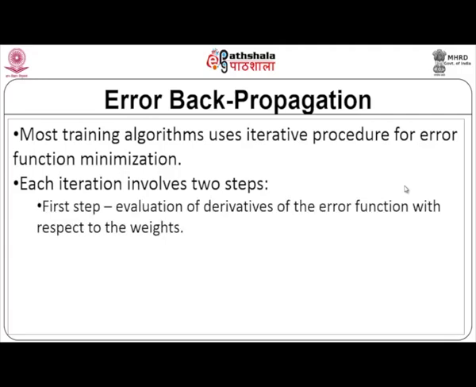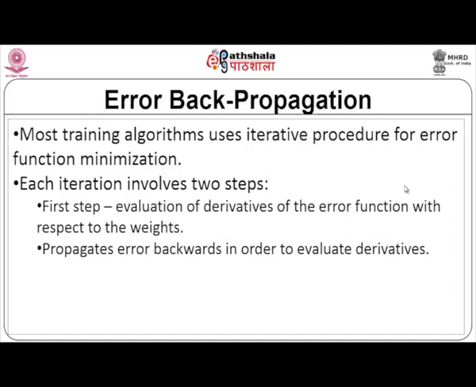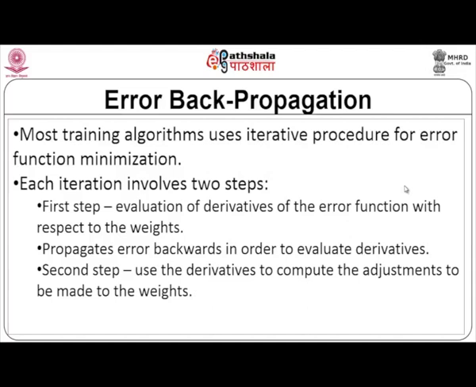One is the evaluation of derivatives of the error function with respect to the weights. Remember, how do we change the output to suit what we want? We change the weights. So, the first step is the evaluation of derivatives of the error function with respect to the weights. And the second step is you propagate the error backwards in order to evaluate the derivatives, and then use the derivatives to compute the adjustments to be made to the weights. So, this is the basic step of error backpropagation.